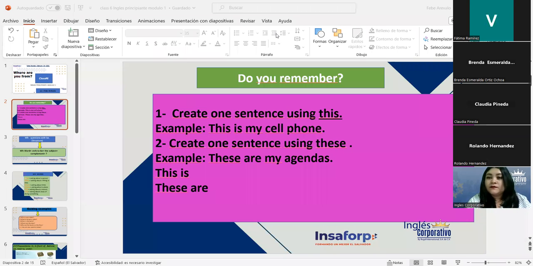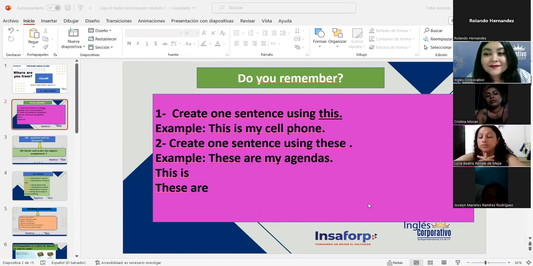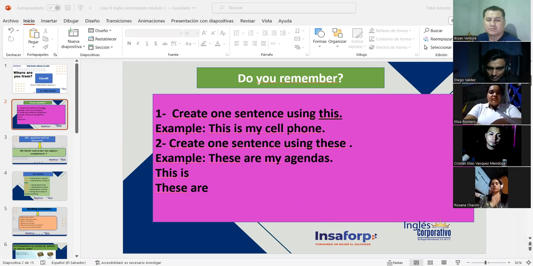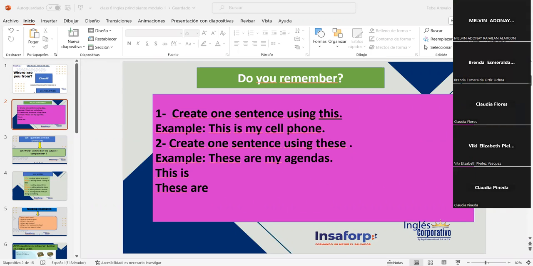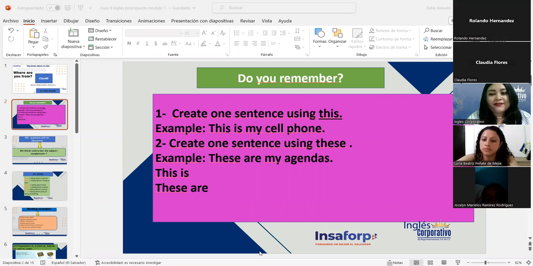Sí, Miss. These are my socks. These are my socks. Very good. Excellent. That's correct. Now you see everyone. Ya ven que sí se les entiende todo lo que me están diciendo. Very good. Nadie ha cometido ningún grammatical mistake hasta ahorita. Nadie ha cometido ningún error gramatical.